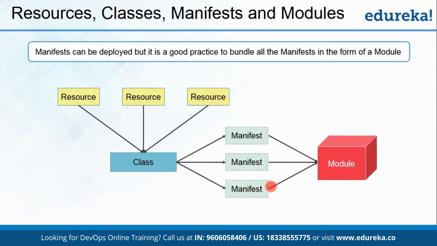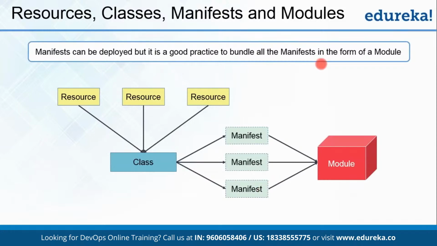Now, let me tell you guys, it is not mandatory that you combine the resources and define a class. You can actually deploy the resources directly. It is good practice to combine the resources in the form of classes, because it becomes easier for you to manage. The same goes for manifests as well, and I'll tell you how to do that. You can write a Puppet code and deploy that onto the nodes. At the same time, it is not necessary for you to bundle the manifests that you're using in the form of modules. But if you do that, it becomes more manageable and more structured, so it becomes easier for you to handle multiple manifests.